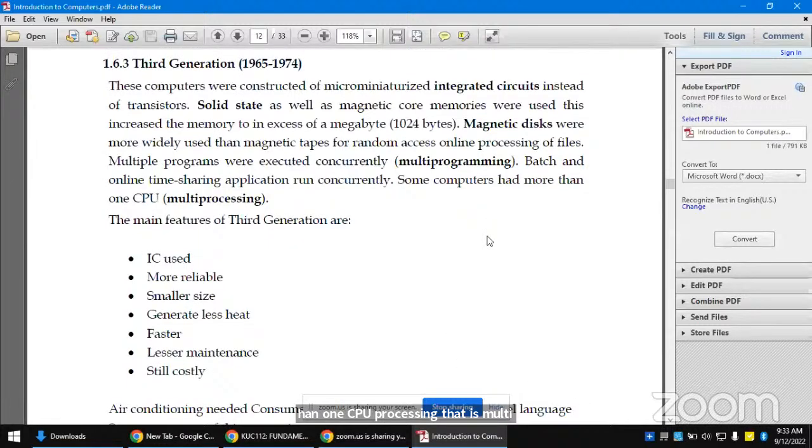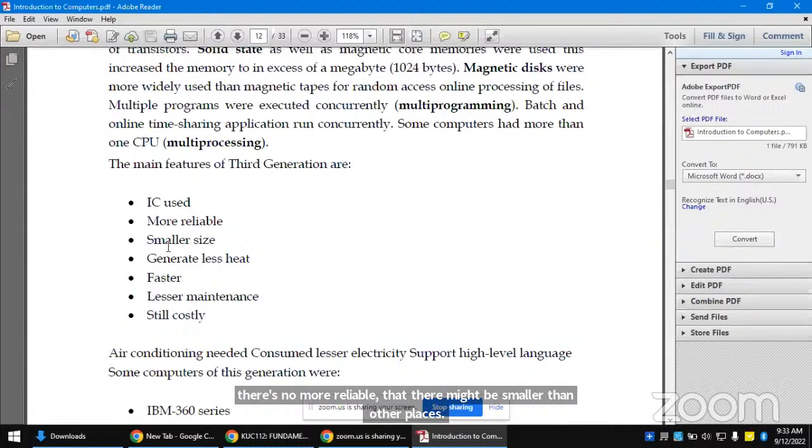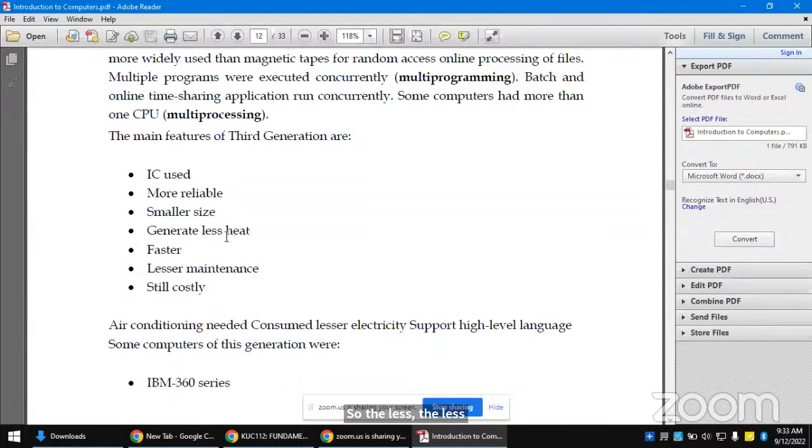So the main feature of that generation of computers is that ICs were used. IC is the integrated circuit. Then they were more reliable. If you compare to the first and second generation, these ones were more reliable. Then they were a bit smaller. They generated less heat. They still generated heat, but less compared to the first and second generation. Then lesser maintenance. They required lesser maintenance compared to the first and second generation. And they were still costly.